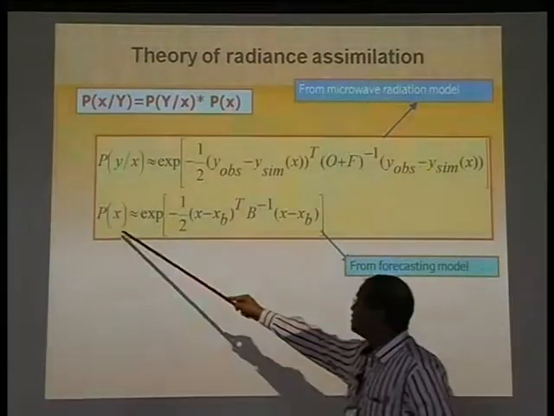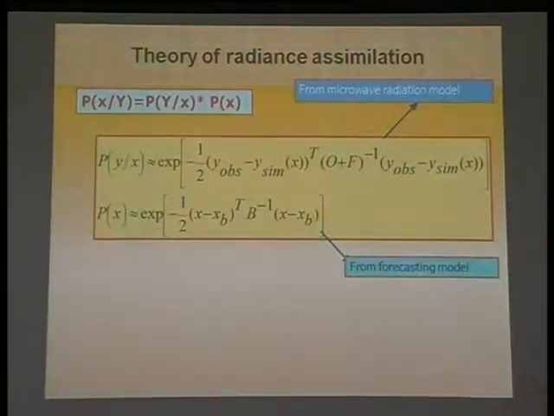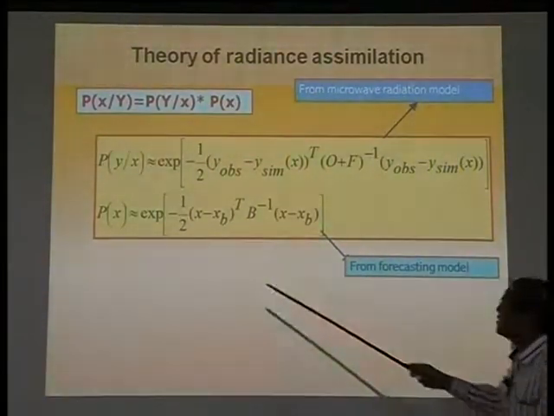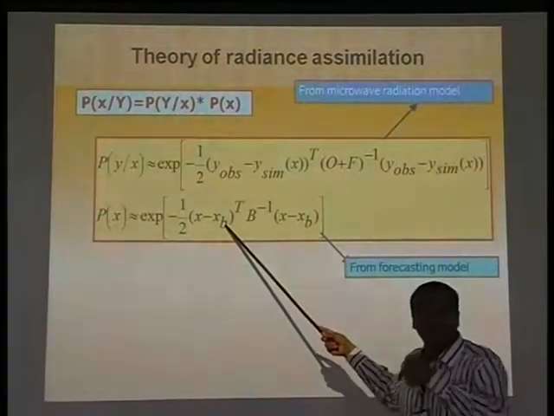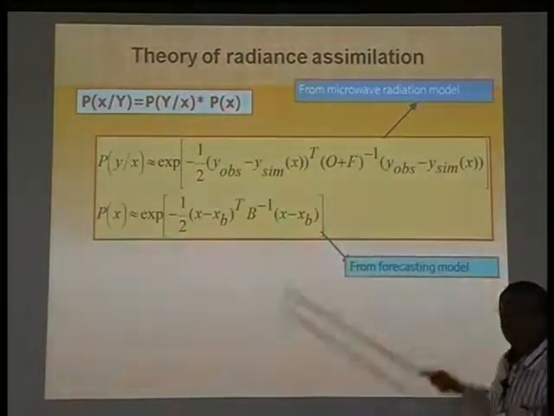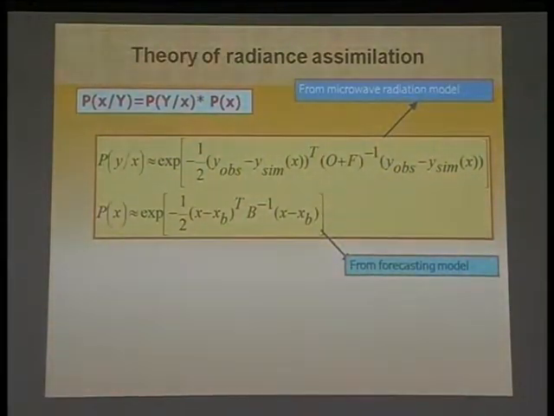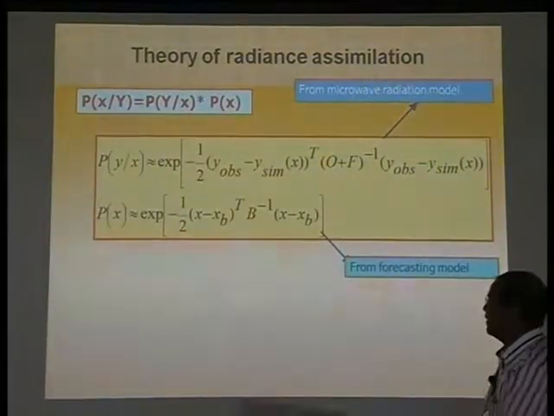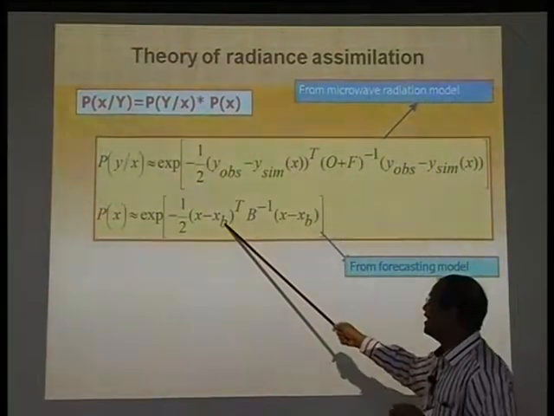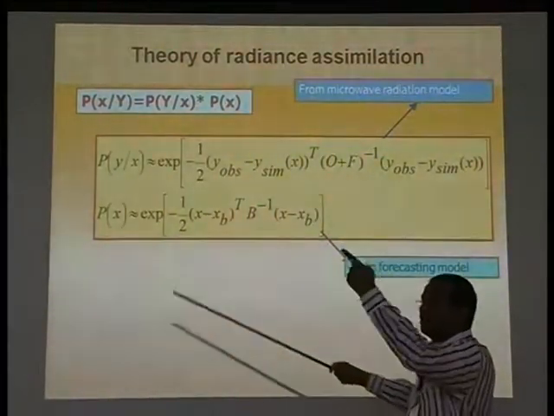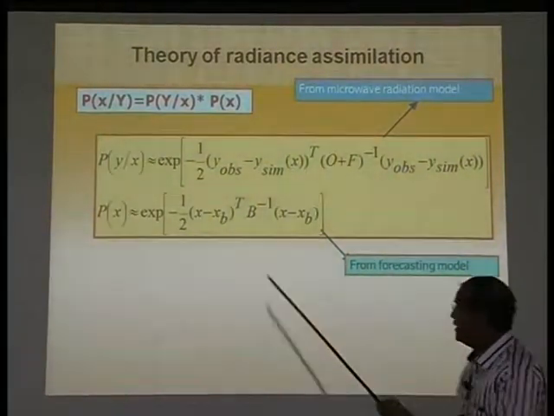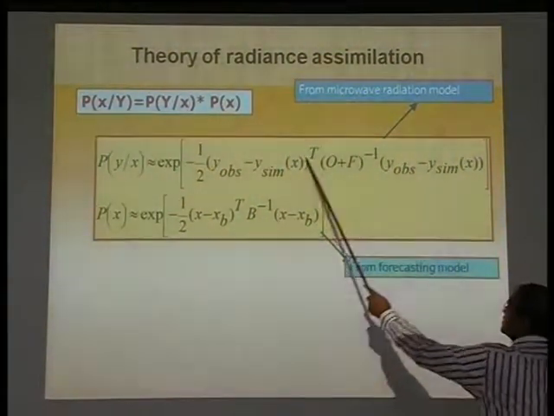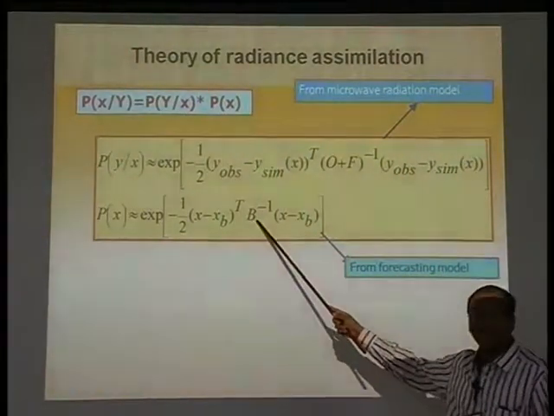Now, p of x is the prior information we already have about x. Where is this prior information coming from? This xb is coming from the background. That means if you want to do the assimilation at 6 hours, you start your calculations at 0 and proceed with your WRF or whatever model you have, and you will get some values of x at the end of 6 hours. Now you can start guessing the value of x, and this gives you the difference between the x and the xb. This also is associated with an uncertainty that is given by the background covariance matrix.